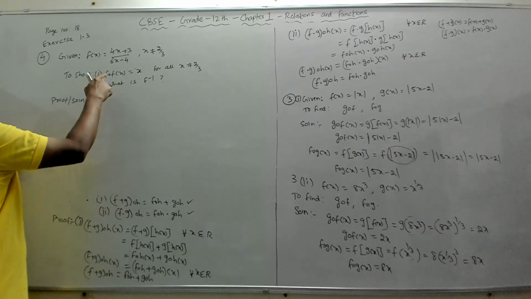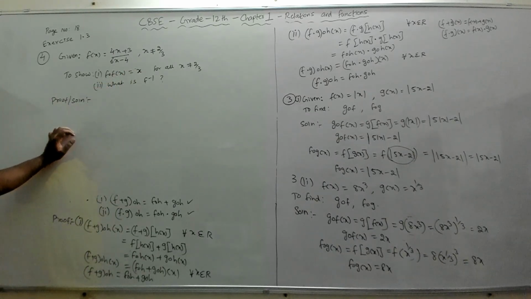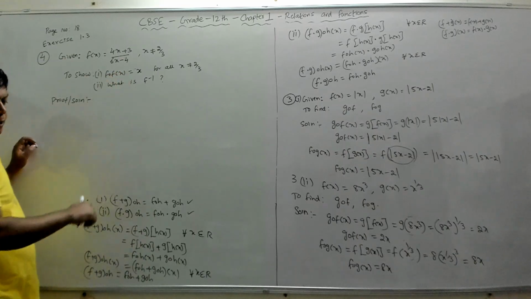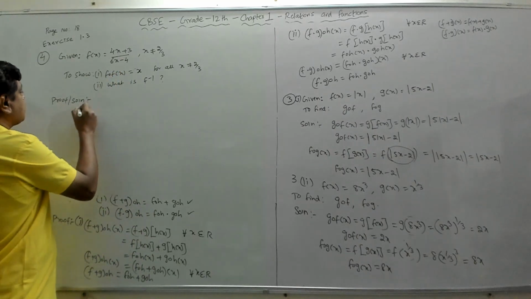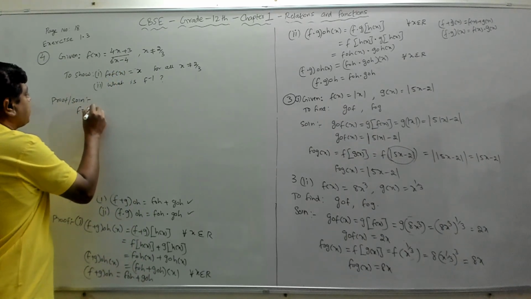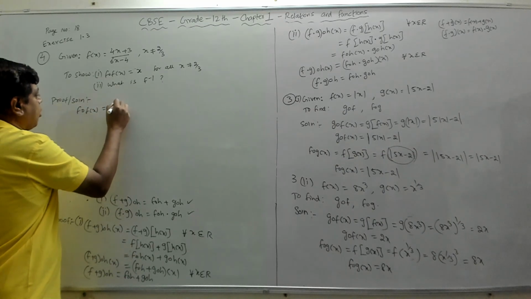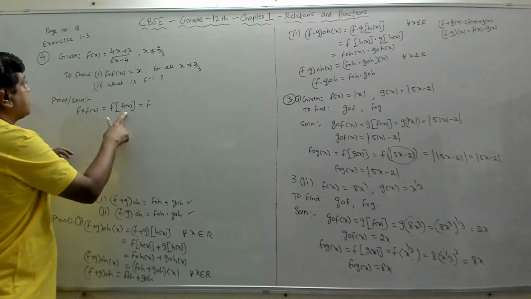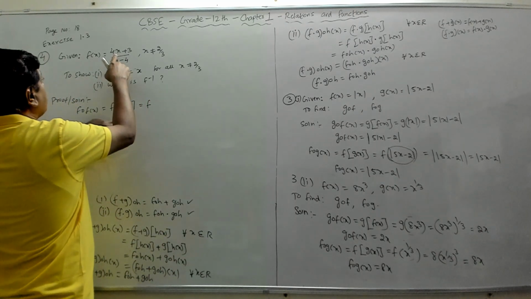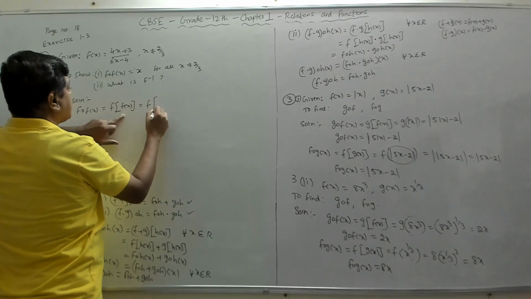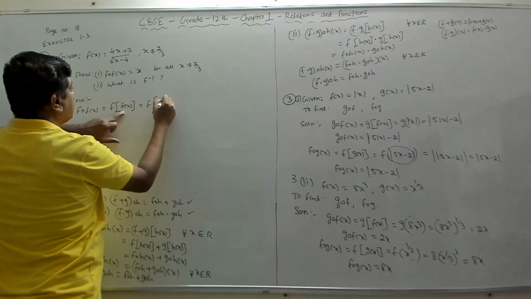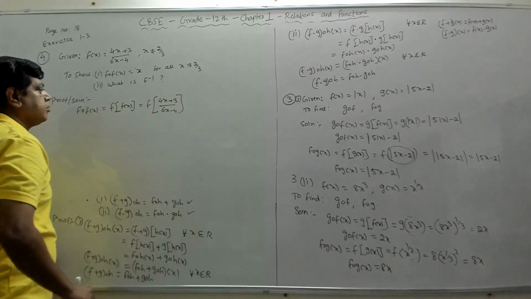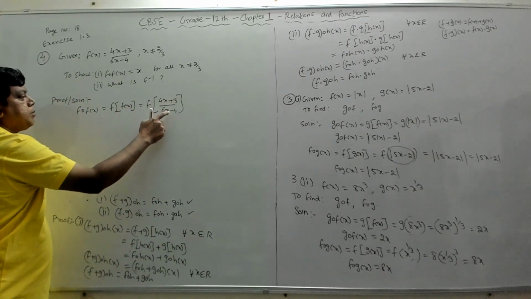Now we need to prove that f of f of x equal to x. Let's try to find what f of f of x is. So f of f of x equals f of, what is f of x? f of x is (4x plus 3) by (6x minus 4), so instead of the inner f I'll put (4x plus 3) by (6x minus 4).